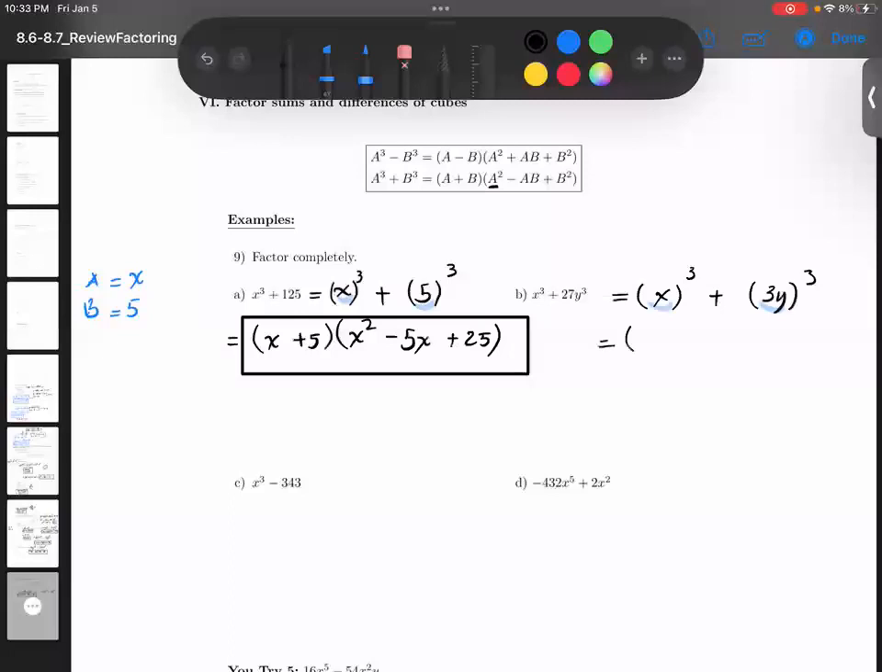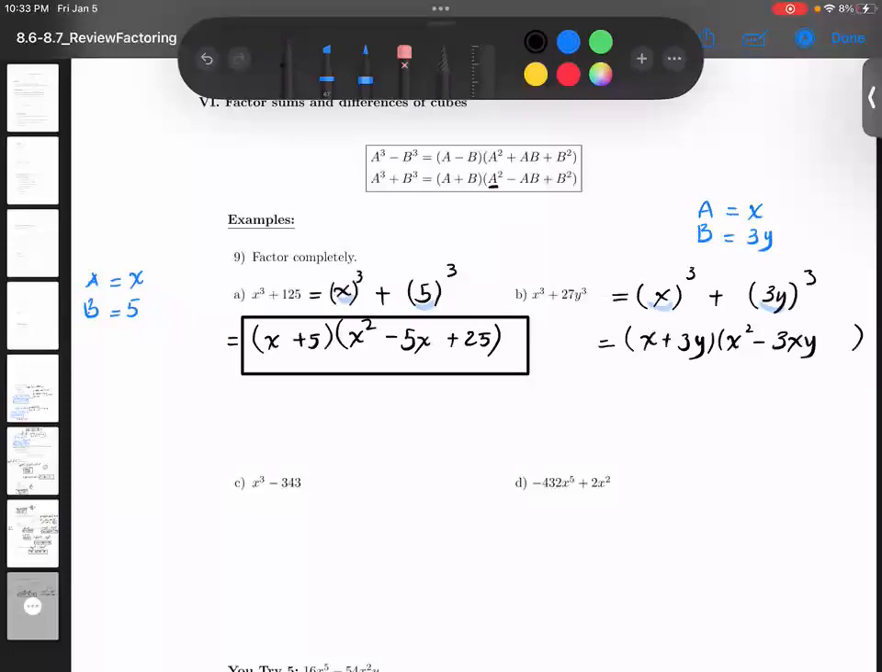Expand. Binomial times a trinomial. A plus B. Now let me write down here so I don't forget. A is x, B is 3y. If A is x, A plus B will be x plus 3y. And then for the trinomial, I have A squared, which is x squared, minus AB, x times 3y, so 3xy.